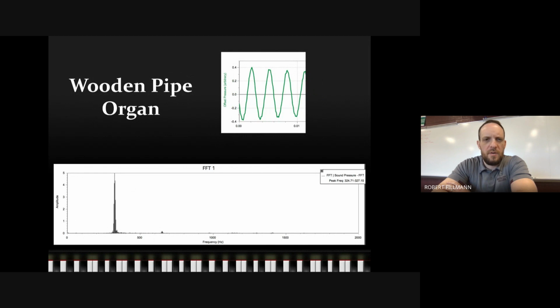Interestingly, the most clear or pure tone I got was blowing air through a wooden pipe. This wooden pipe organ, I blew in it and essentially got just the 320 hertz. And look at how smooth that is. It's more of a pure tone than my computer produced. But there's one right there, a little harmonic thrown in, and that gives a little bit of rippliness to the wave.